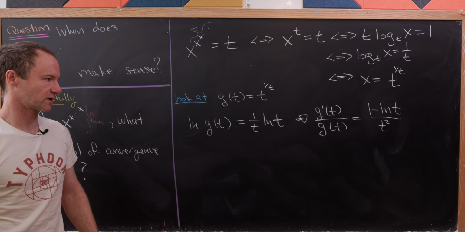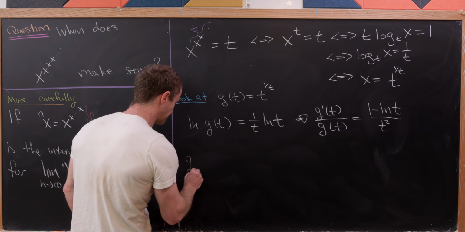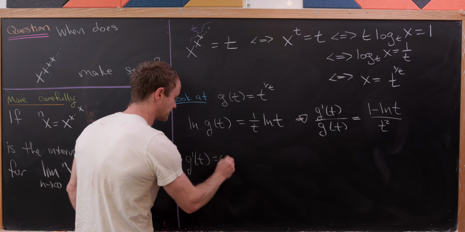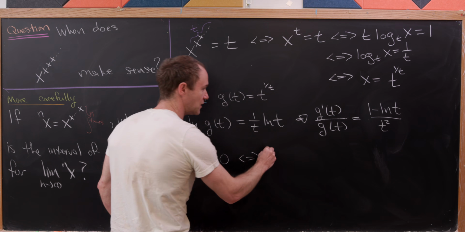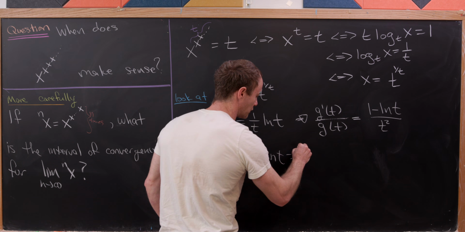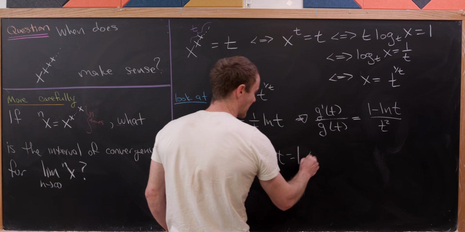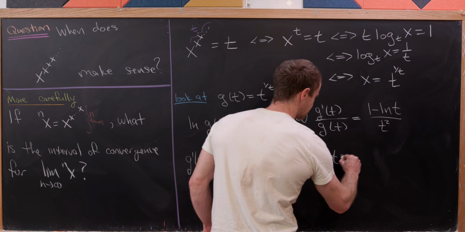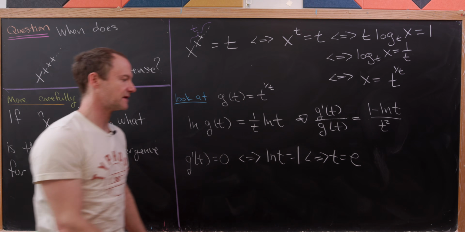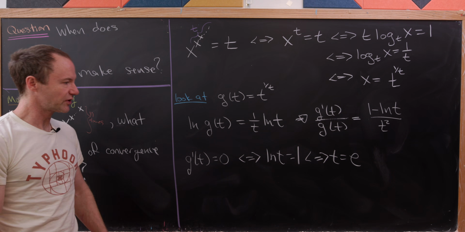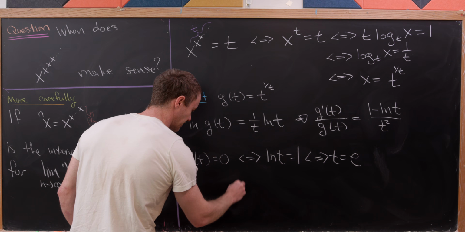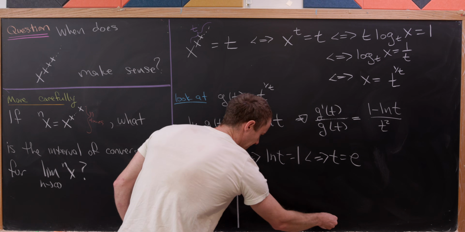That's pretty straightforward. But now let's observe that g prime of t equals 0 if and only if we have the log of t equals 1. That numerator has to be equal to 0. But now that's equivalent to saying that t is equal to e. So that means we can get a pretty good picture of this function. So I'm going to sketch it right here.